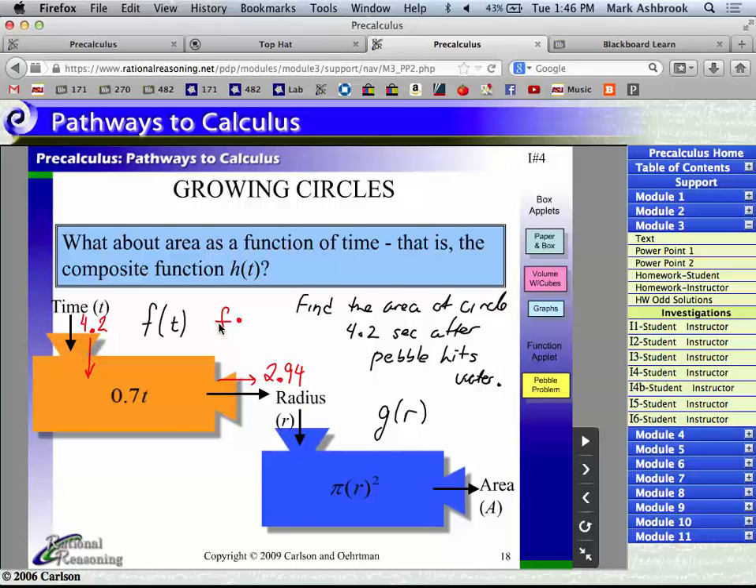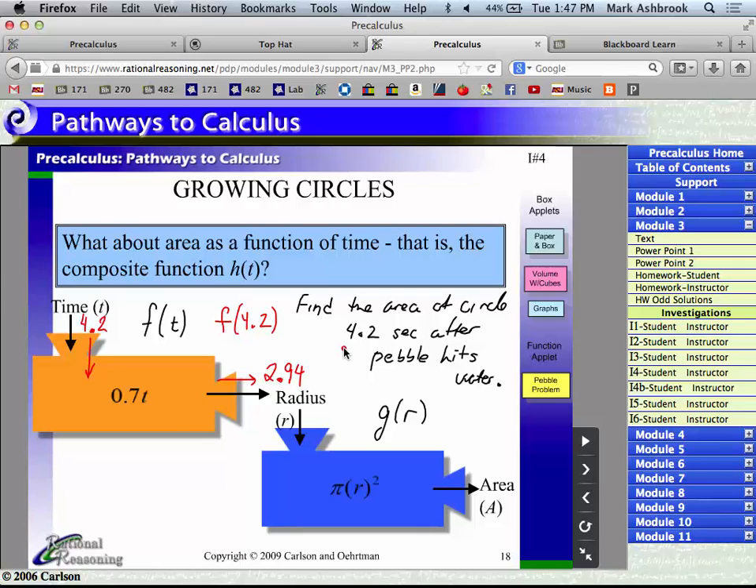And what would f of 4.2 represent? Yeah, Aaron. The radius 4.2 seconds after the pebble hit the water. That's right. Exactly right. And what is that? Yeah, that's the 2.94, right? So that is that value. That's the output value when the input is 4.2, or the radius when the time is 4.2 seconds.